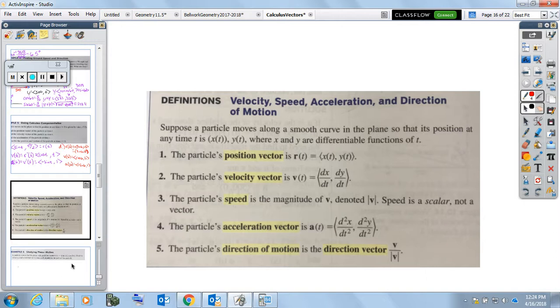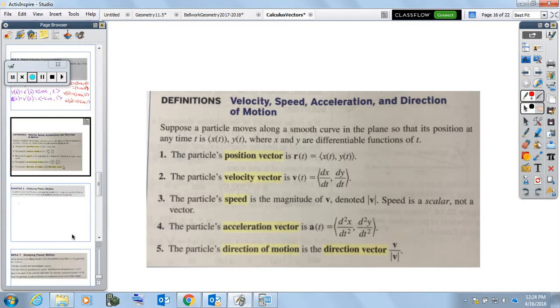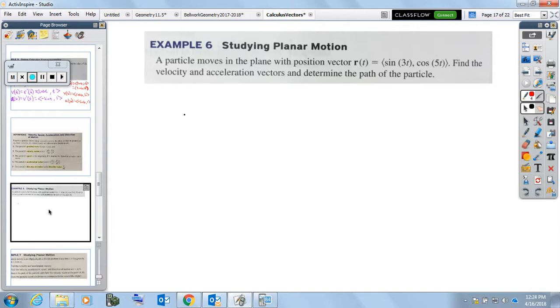All right, so let's take a look here real quick as we continue to look through some of these. Our next example, we're going to look at some more planar motion. Let's say, for instance, that a particle moves in a plane with position vector r of t equal to sine 3t and cosine 5t. Find the velocity and the acceleration and determine the path of the particle.